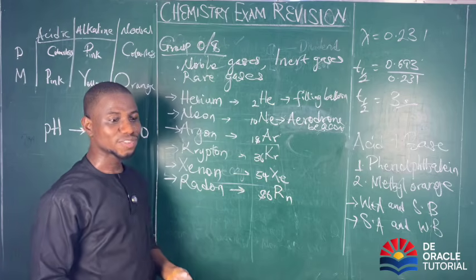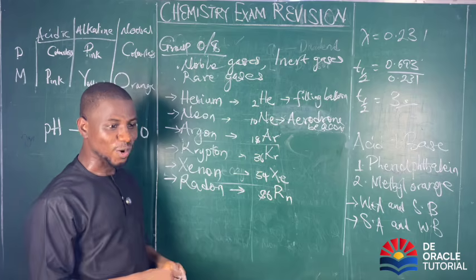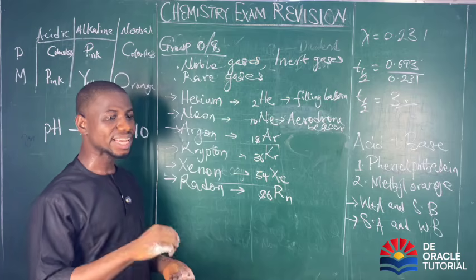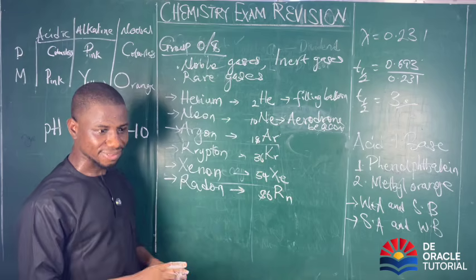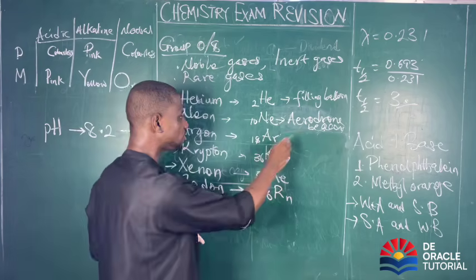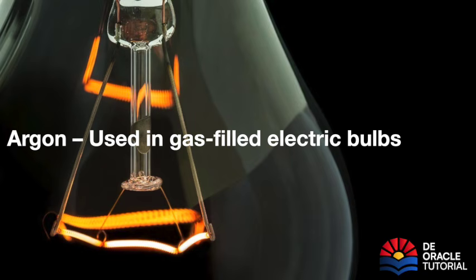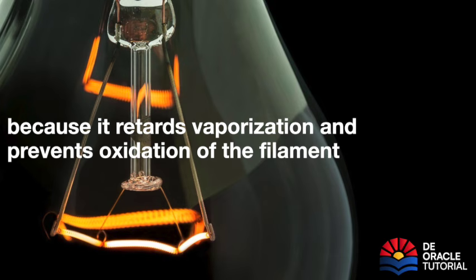Argon. Argon is used in gas-filled electric bulbs because it retards vaporization and prevents oxidation of the filament. I repeat, argon is used in gas-filled electric bulbs. Why? It retards vaporization and prevents oxidation of the filaments. Exactly.